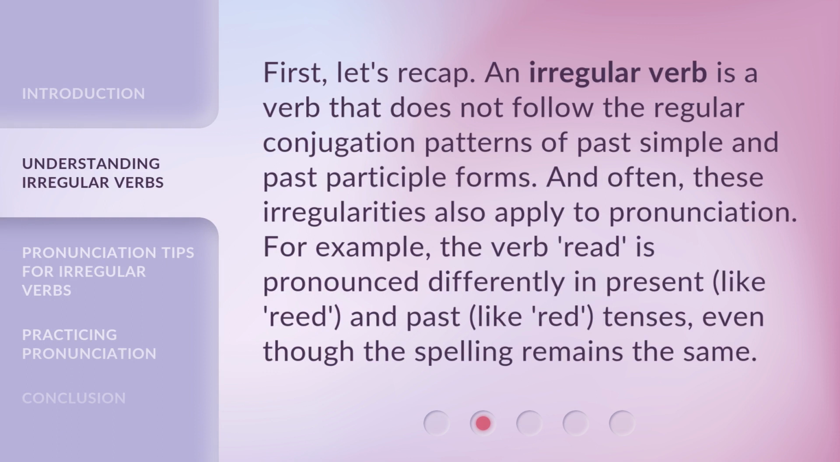First, let's recap. An irregular verb is a verb that does not follow the regular conjugation patterns of past simple and past participle forms. And often, these irregularities also apply to pronunciation. For example, the verb read is pronounced differently in present, like read, and past, like read, tenses, even though the spelling remains the same.